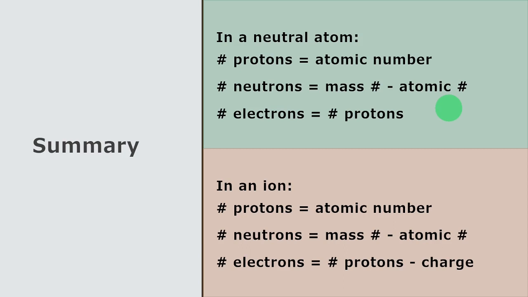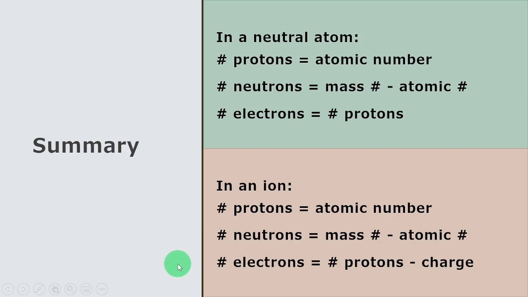You can calculate one from the other, but you are not expected to know how many neutrons there are in an atom unless you are given the mass number, and vice versa. And then in the neutral atom, the number of electrons equals the number of protons. Now in an ion, still the number of protons equals the atomic number, and the number of neutrons equals the mass number minus the atomic number.